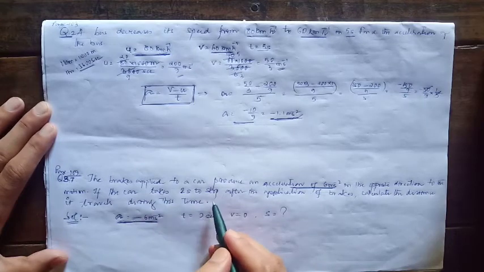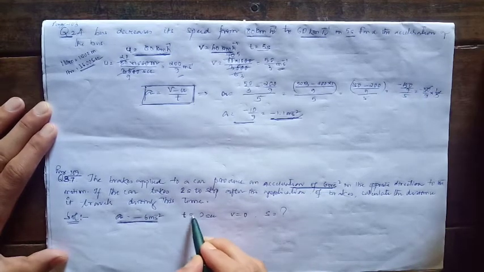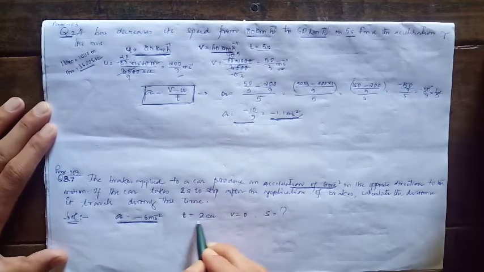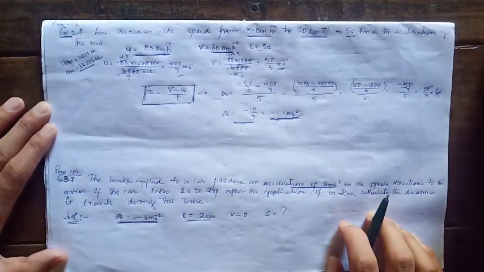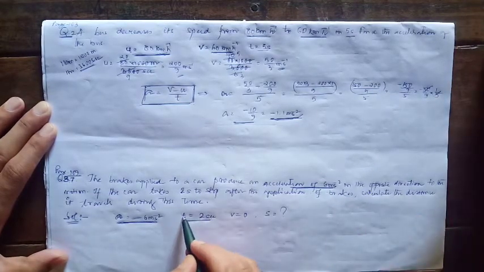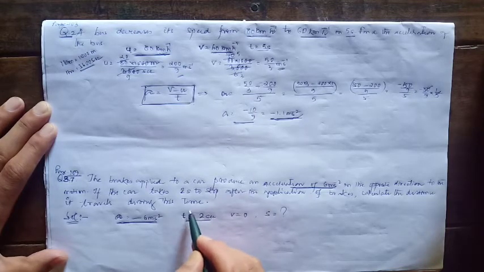The car takes 2 seconds to stop. So time taken by the car is 2 seconds. Now this time is taken by the car to stop. Of course, if you apply the brake, the car will not come to rest at once. It will take some time. So the time taken by the car to come to rest is 2 seconds.